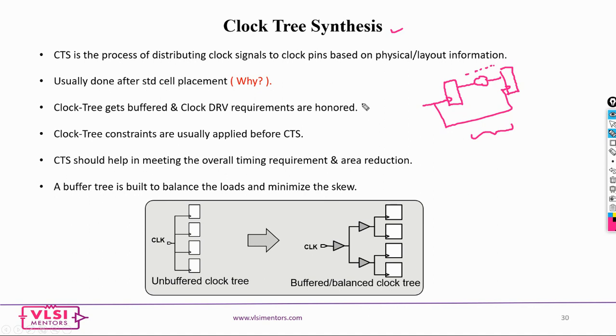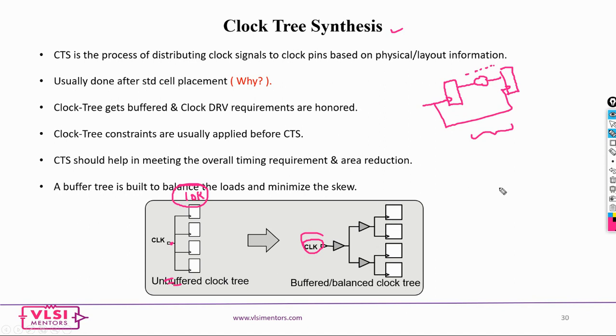Now, when I say clock tree synthesis, before your clock tree synthesis, you have a design like this. So one route driving all the say 10K cells. Now, after your clock tree implementation, they would be buffered, and the design would be looking something like this.